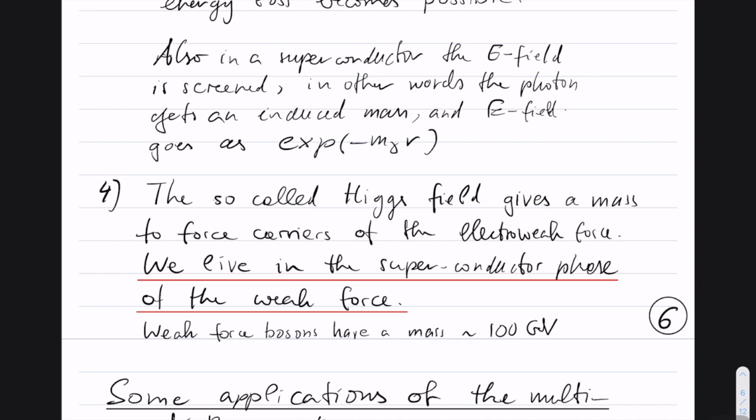Another effect in a superconductor is that the electric field is actually screened. That means that the photon, the carrier of the electromagnetic interaction, gets a mass. That means that the electromagnetic field inside a superconductor decays as e to the minus m_gamma r, where m_gamma is the induced mass of the photon. So if you have a superconductor that goes like this, the electric field quickly drops.